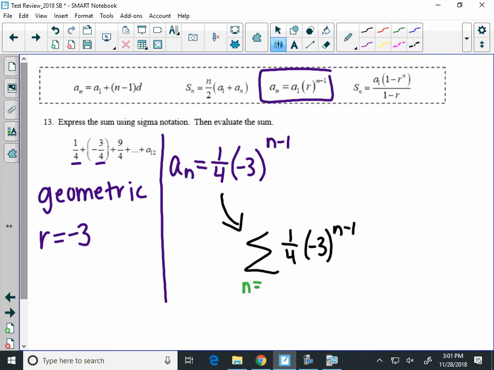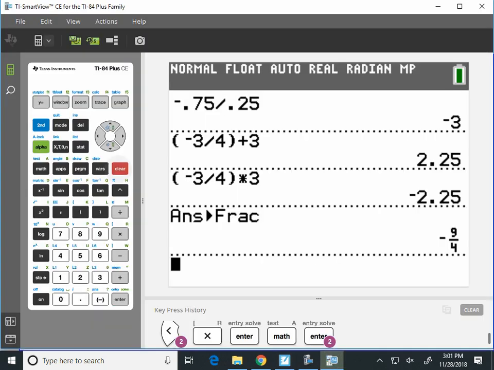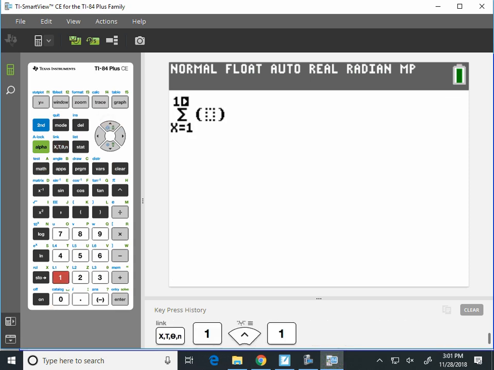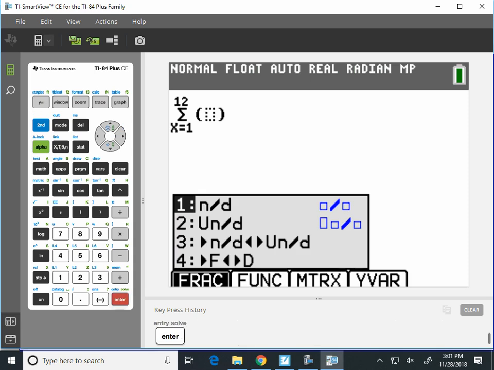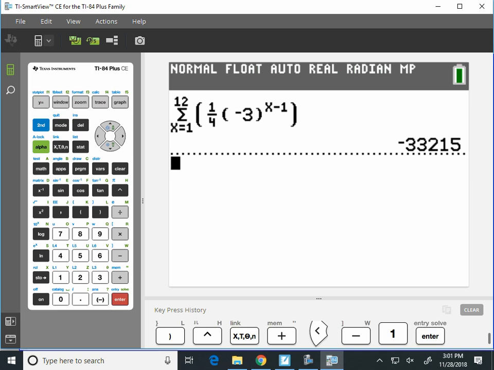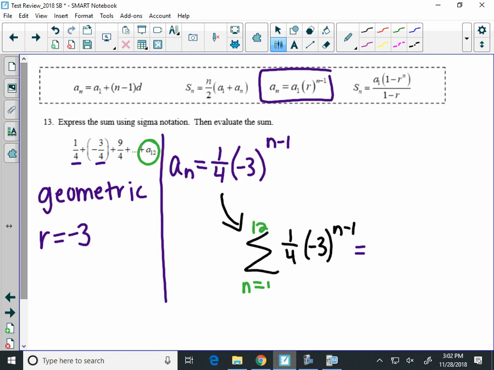You know you're starting at the first term, and lucky for you, they give you the index of the last term, which is 12. So you're just going to go ahead and type that very carefully into your calculator. So again, the sum is map 0. You're going from term 1 to 12. And you want to type in your equation as carefully as you can. 1/4 times negative 3 to the x minus 1 power. You should get negative 33,215 as your sum. There you go.